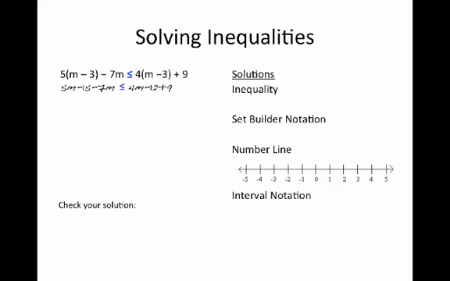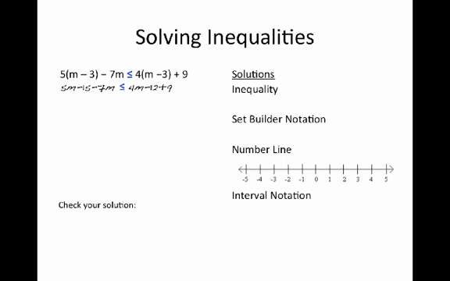First, I'm going to distribute. So I'll have 5m minus 15, because 5 times negative 3 is negative 15, minus 7m on the left is less than or equal to. When I distribute the 4, I have 4m, and 4 times negative 3 is a negative 12 plus 9.